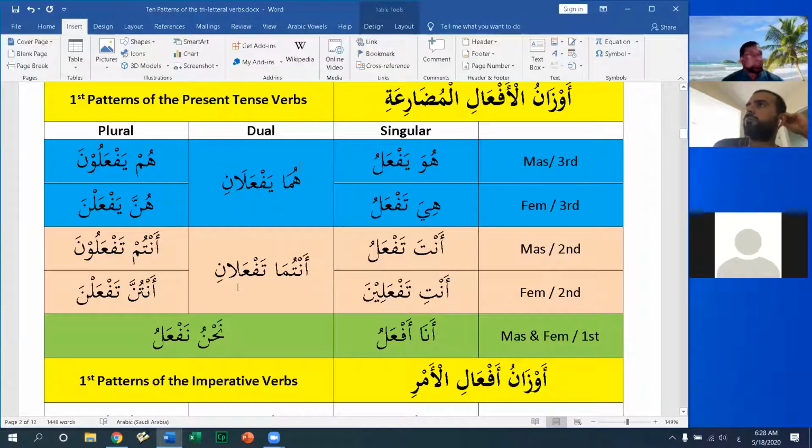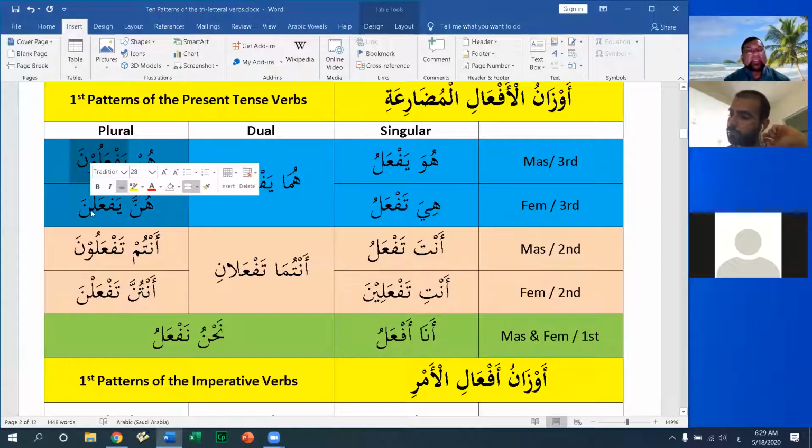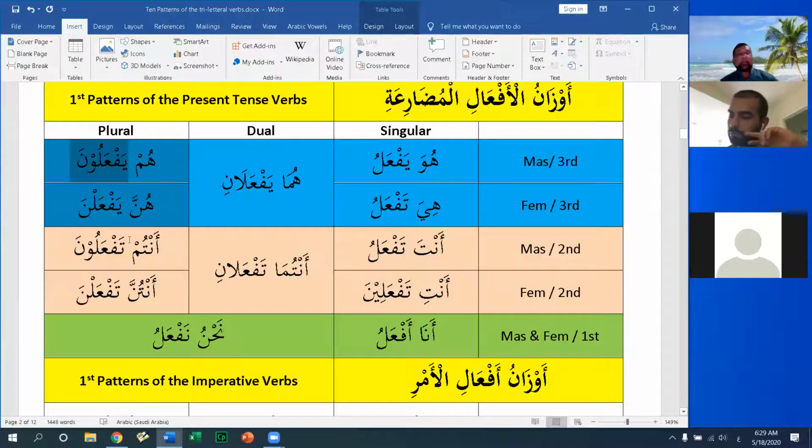And I merged the two in this chart here. نحن نفعل, single, dual and plural. هم يفعلون, هن يفعلن. And these two patterns are repeated again, except instead of ya, it becomes ta. يفعلون تفعلون. هم يفعلون, أنتم تفعلون. هن يفعلن, أنتن تفعلن. So really, it'd be easy for you to remember this and this. If you remember these two, then the other two, just change the ya to ta.